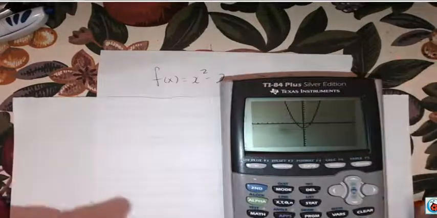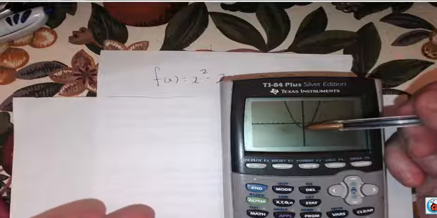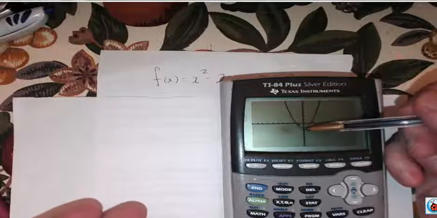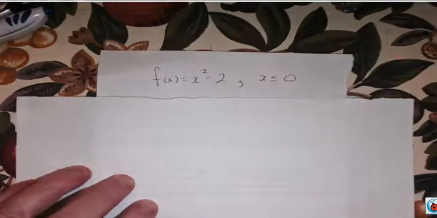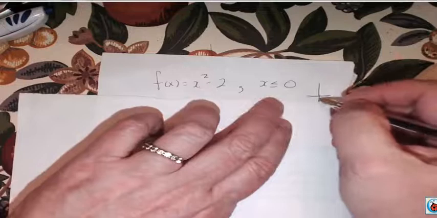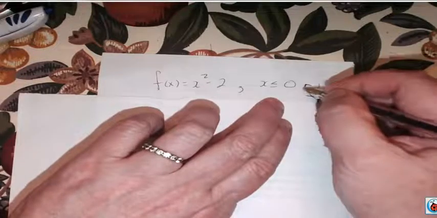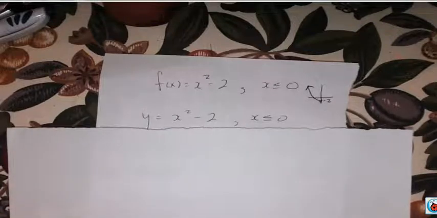So the x values are restricted to 0 or negative. So I can only have points where the x coordinates are 0 or negative. So the graph of this, with this restriction, looks like that. And it does pass the horizontal line test. Okay, so replace f of x with y. That's what I've done there. And then what's the next step?